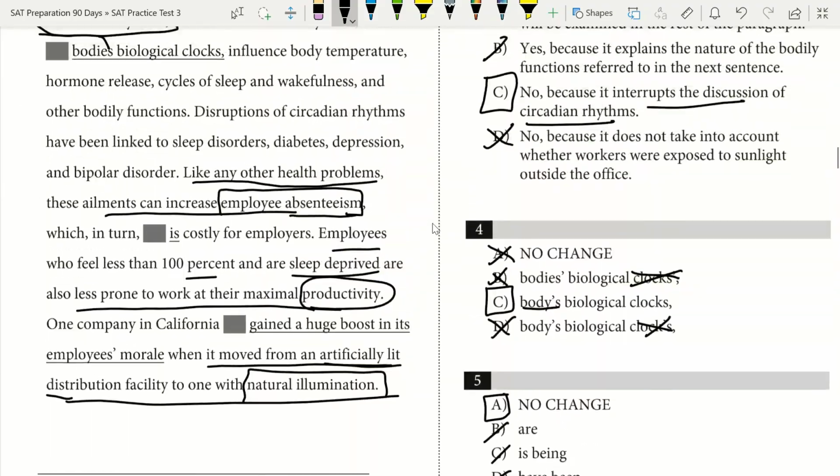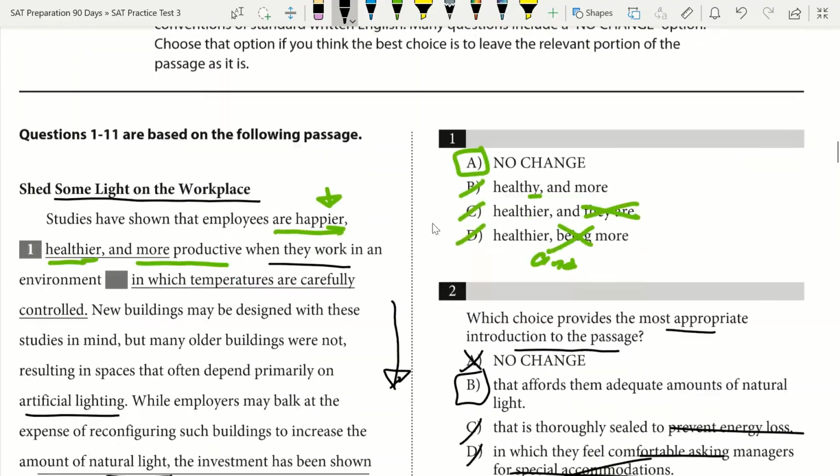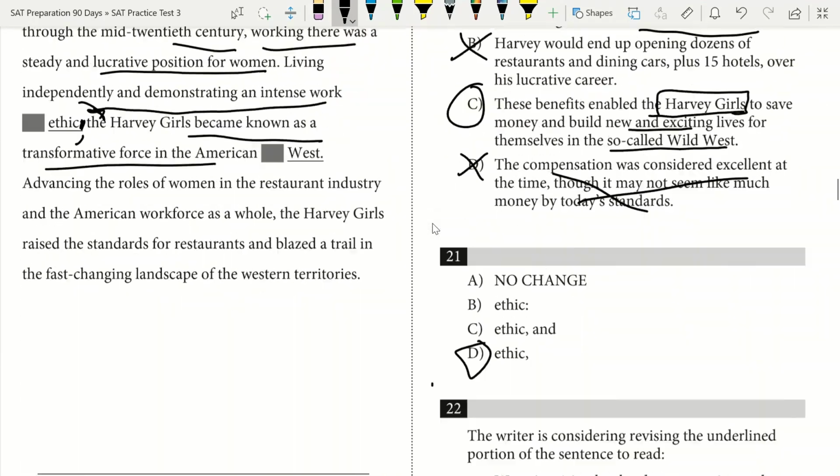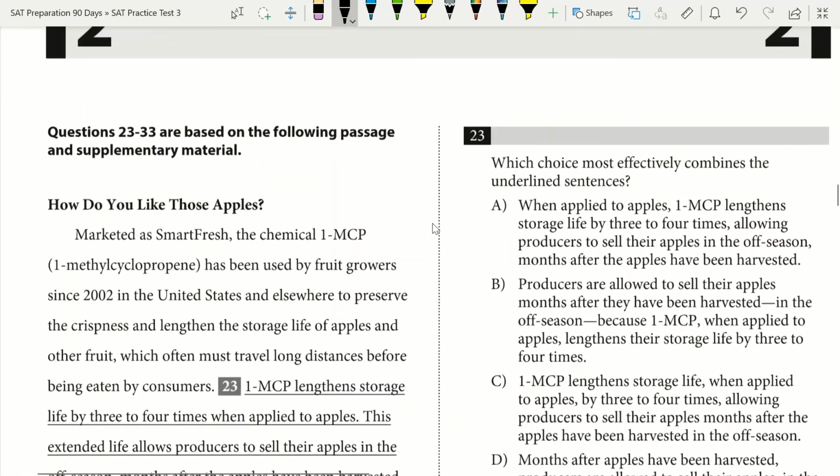Looks like we've got all of our questions answered up here. So now we are good to go ahead and move on to our next two passages. Keep in mind, we're going to have to pick up the pace a little bit right here. So we have, how do you like those apples?